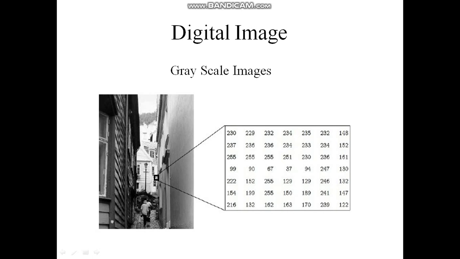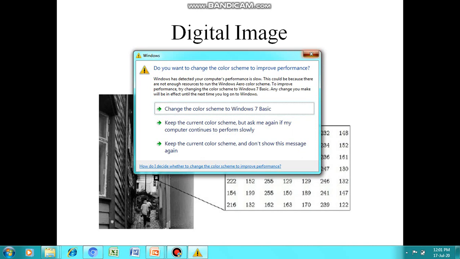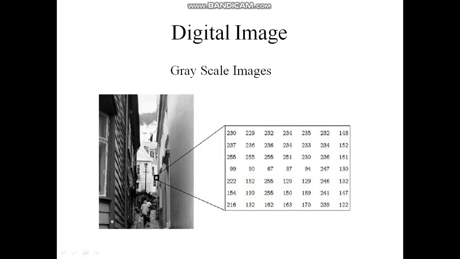In digital images, we have three types: grayscale image, binary image, and color image. Grayscale images mean that apart from white and black, the picture may have different shades of white and black, that is, gray colors. Here 0 represents black and 255 represents white. The numbers in between represent the different shades of gray.